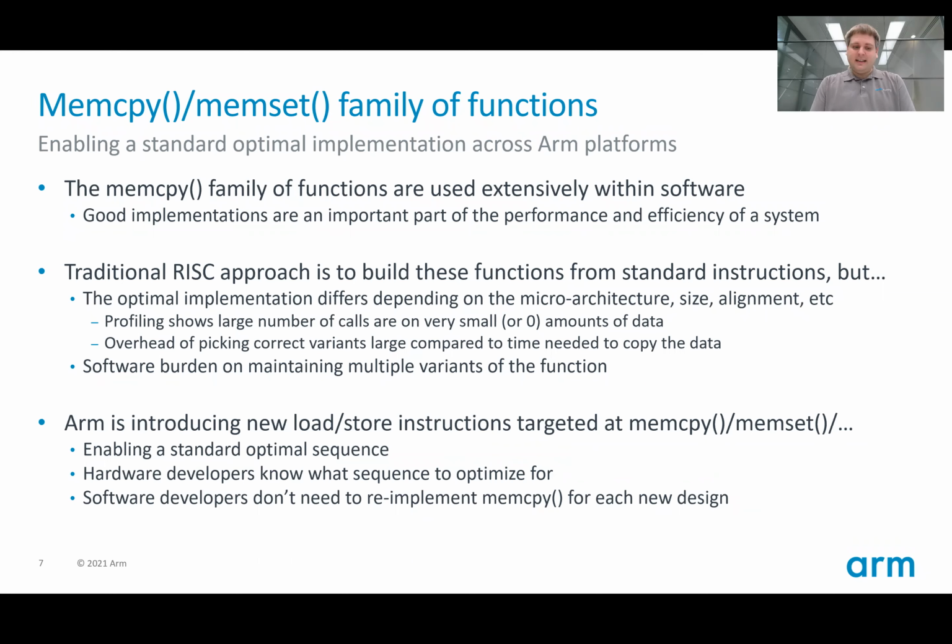The issue with this is there are many different microarchitectures of ARM, so different processor designs, both from ARM's design teams and from our partners as well. The sequence that is optimal to do a memcopy can vary between the different microarchitectures. It can also vary on things such as the size of the copy or the alignment of the copy. So what you see in many of today's implementations is that actually there are several versions of memcopy within the library, with some earlier code to try and work out which version to pick.